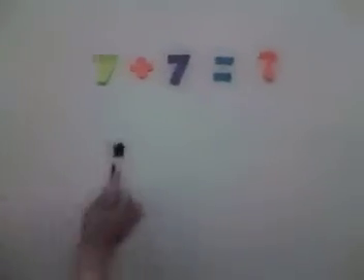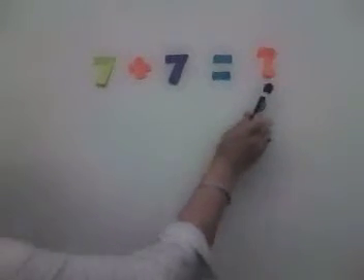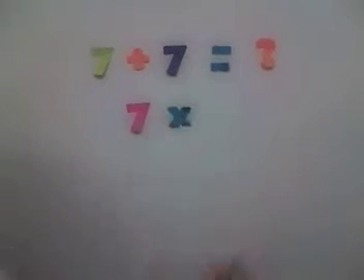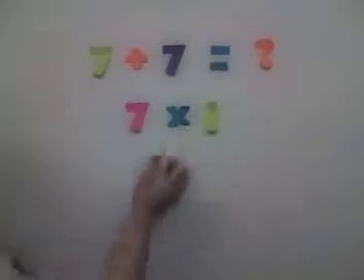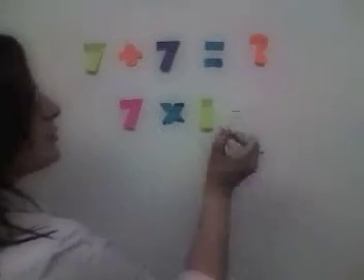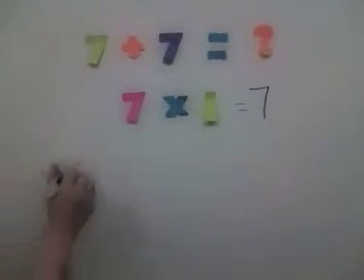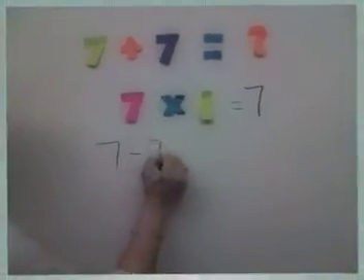Rule number 2, when any number is divided by itself, the quotient is always 1. The exception to that rule is 0, but we'll get into that a little bit later. For example, 7 divided by 7 equals what? Well, for the last rule, we took the number and times it by 1. So 7 times 1 equals what? 7. So 7 divided by 7 is going to equal 1.